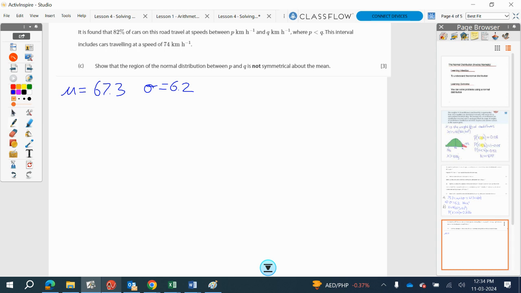All right. So it's found that 82% of cars on the road travel at a speed of p kilometers per hour, and 82% of cars on this road travel at a speed between p and q kilometers per hour. This interval includes cars traveling at 74 kilometers per hour. Show that the region of the normal distribution between p and q is not symmetrical about the mean. Start by sketching the problem.